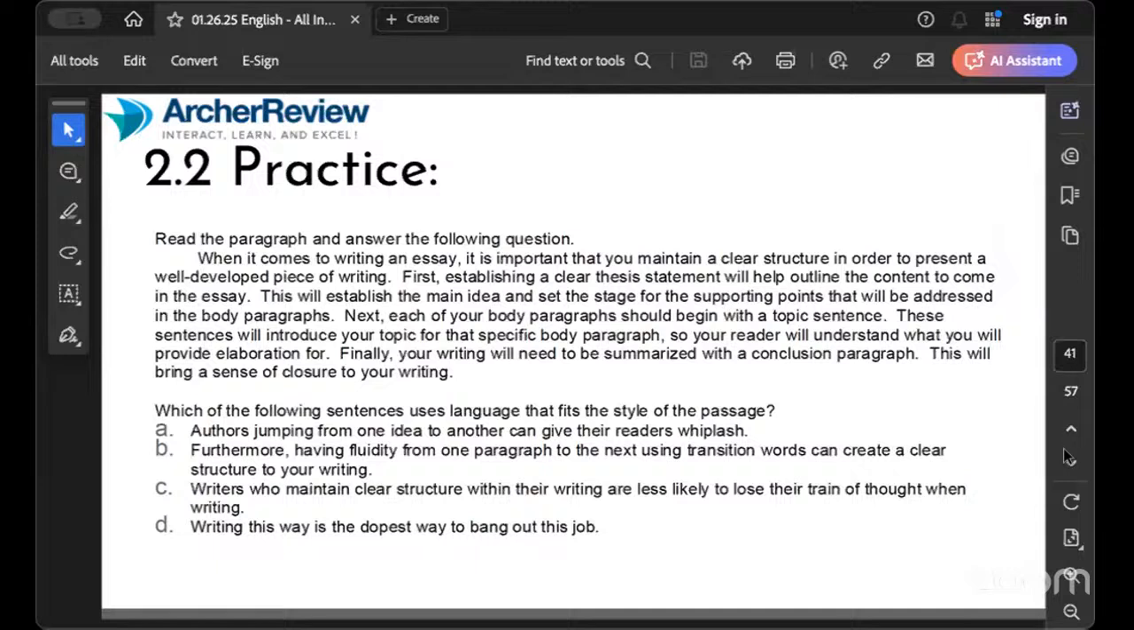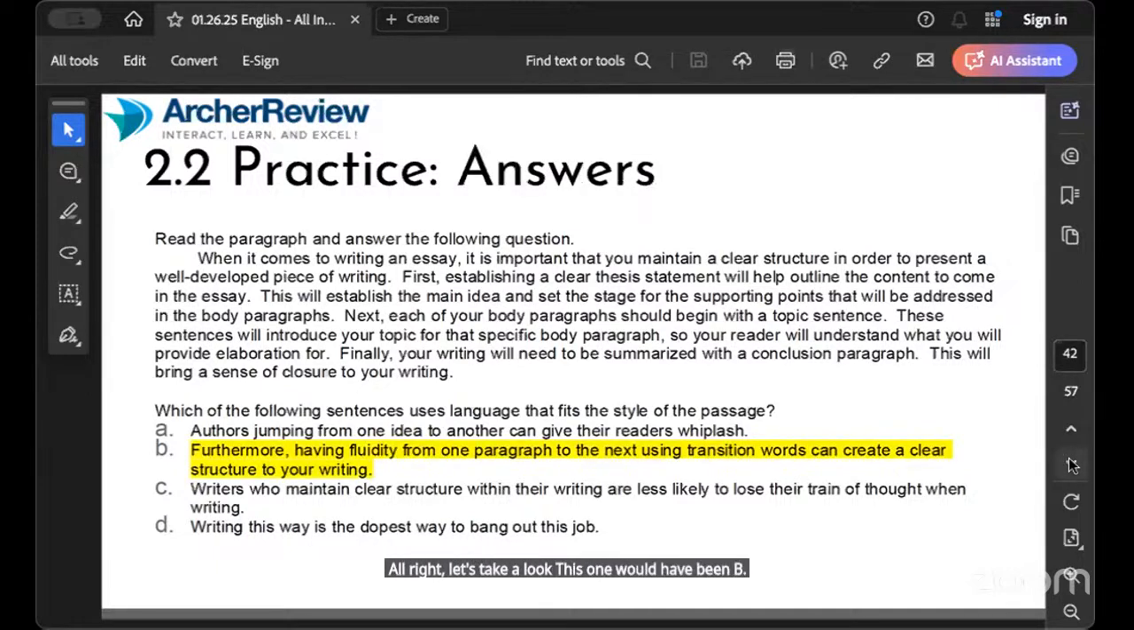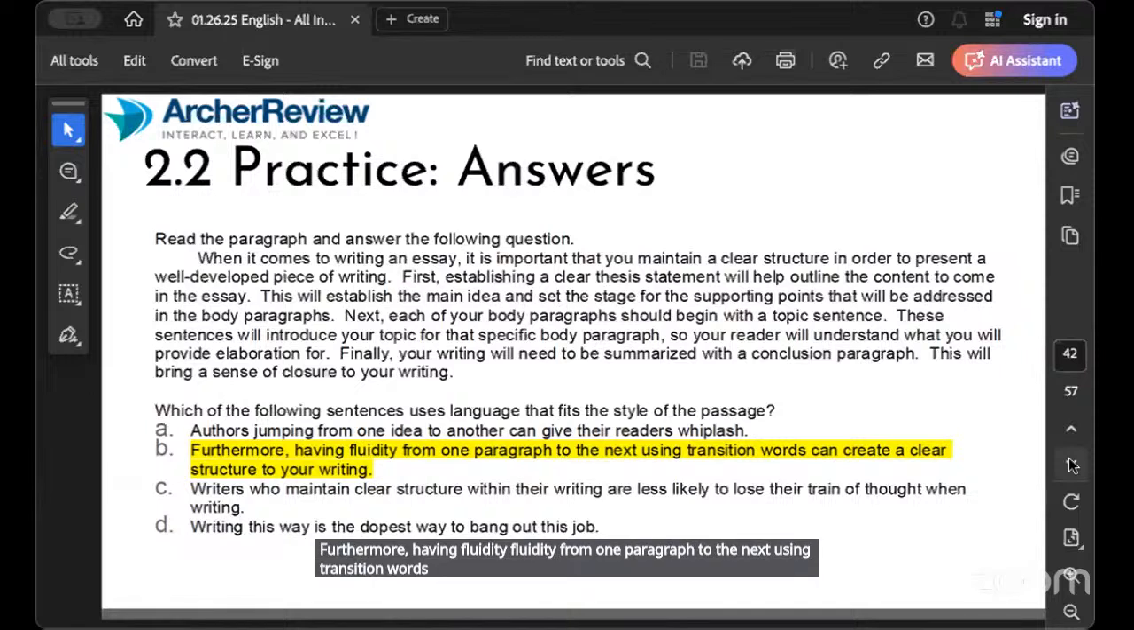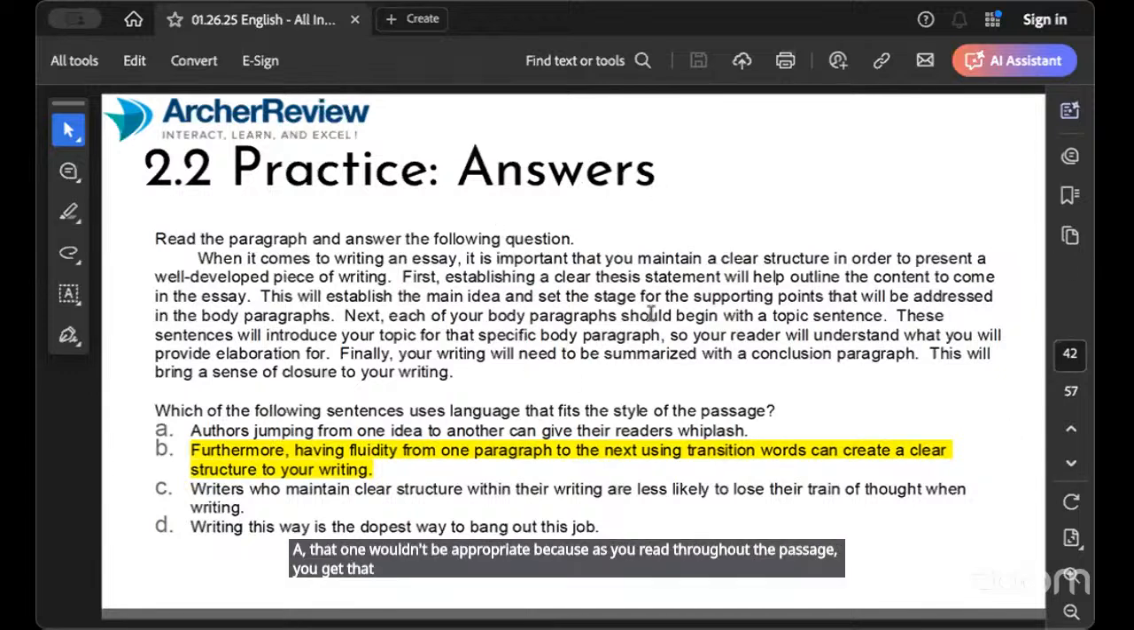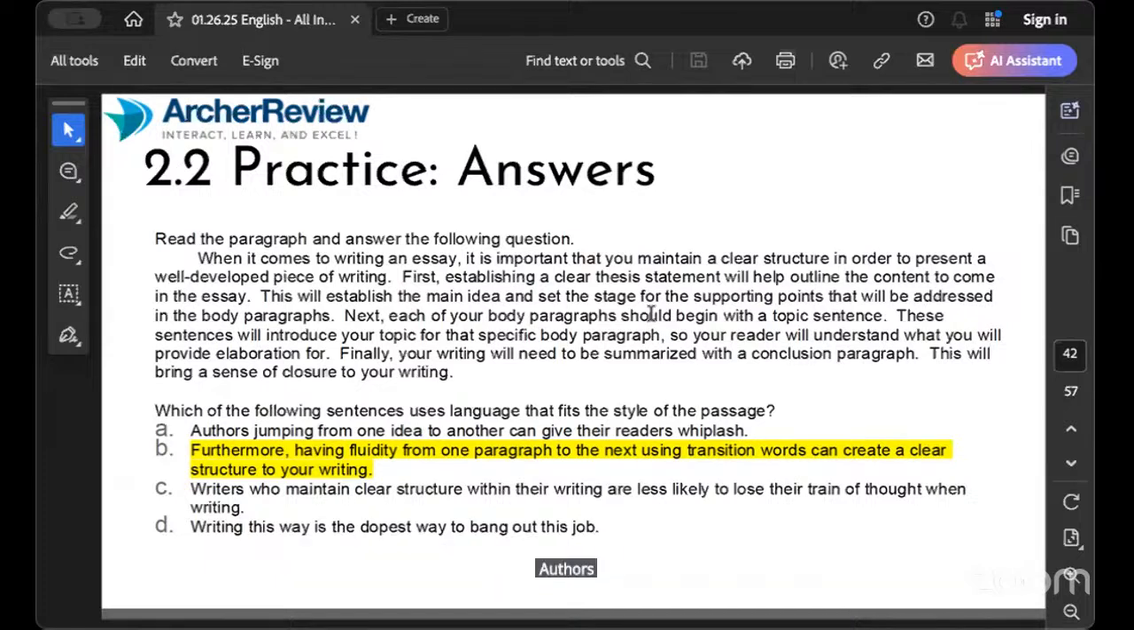All right, let's take a look. So this one would have been B. Furthermore, having fluidity from one paragraph to the next using transition words can create a clear structure to your writing. A, that one wouldn't be appropriate because as you read throughout the passage, you get that formal academic tone. Authors jumping from one idea to the other can give them whiplash. That's slang, that's informal. We wouldn't want to use that.